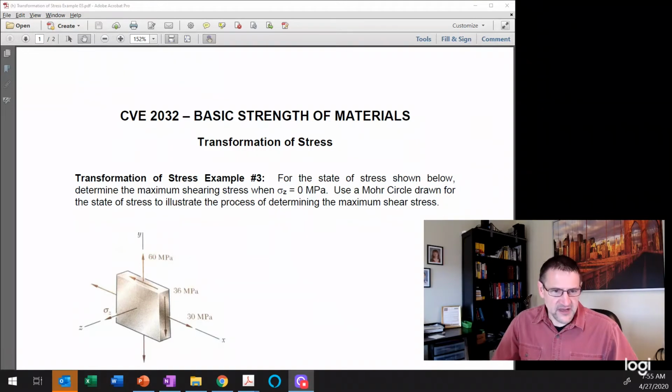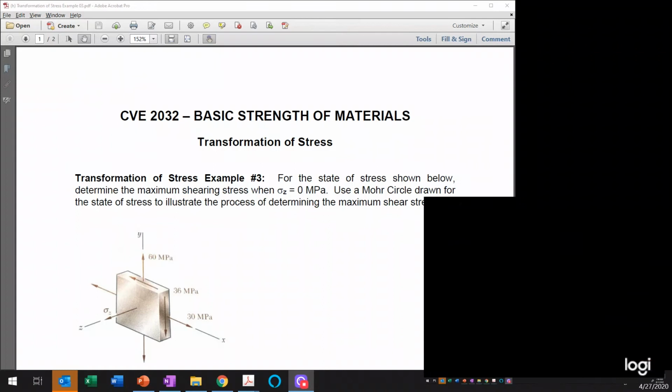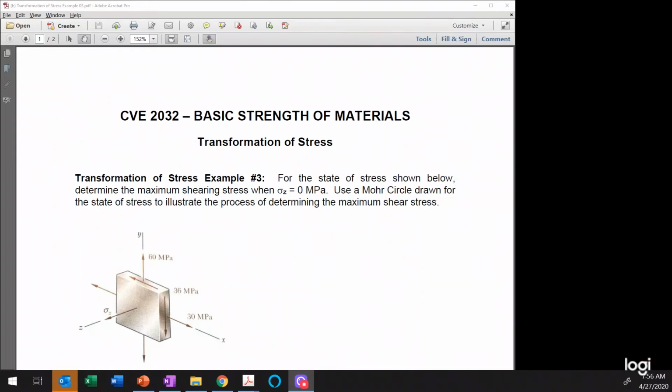Now, I want to point out that this example says that sigma sub z is equal to 0 megapascals. Your handout might include a different value of sigma sub z, but for right now, we're going to use sigma z equals 0 megapascals. And that's important because when sigma sub z is equal to 0 megapascals, that represents a state of plane stress. All right, so let's go over to OneNote and start working there.